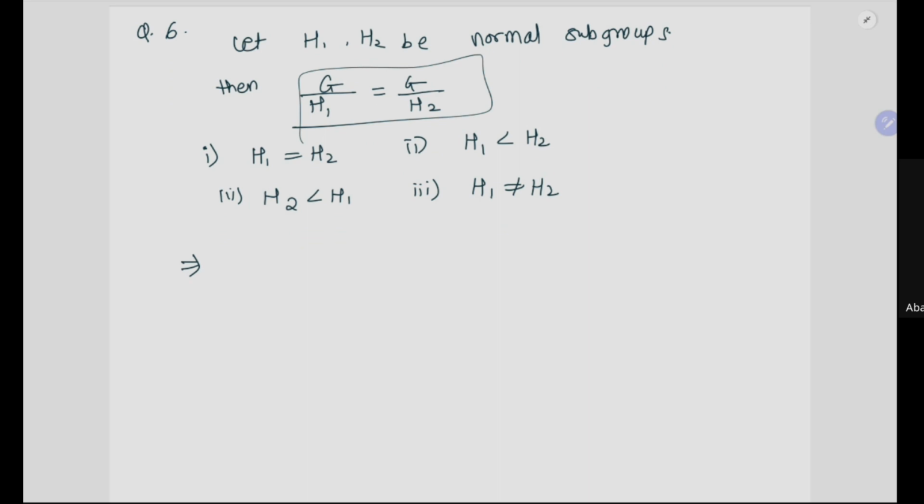If the quotients of two groups are the same, with two normal subgroups, then what can we say about those normal subgroups? What does your intuition say, at least, looking at the fact that they are equal? What is your initial guess?